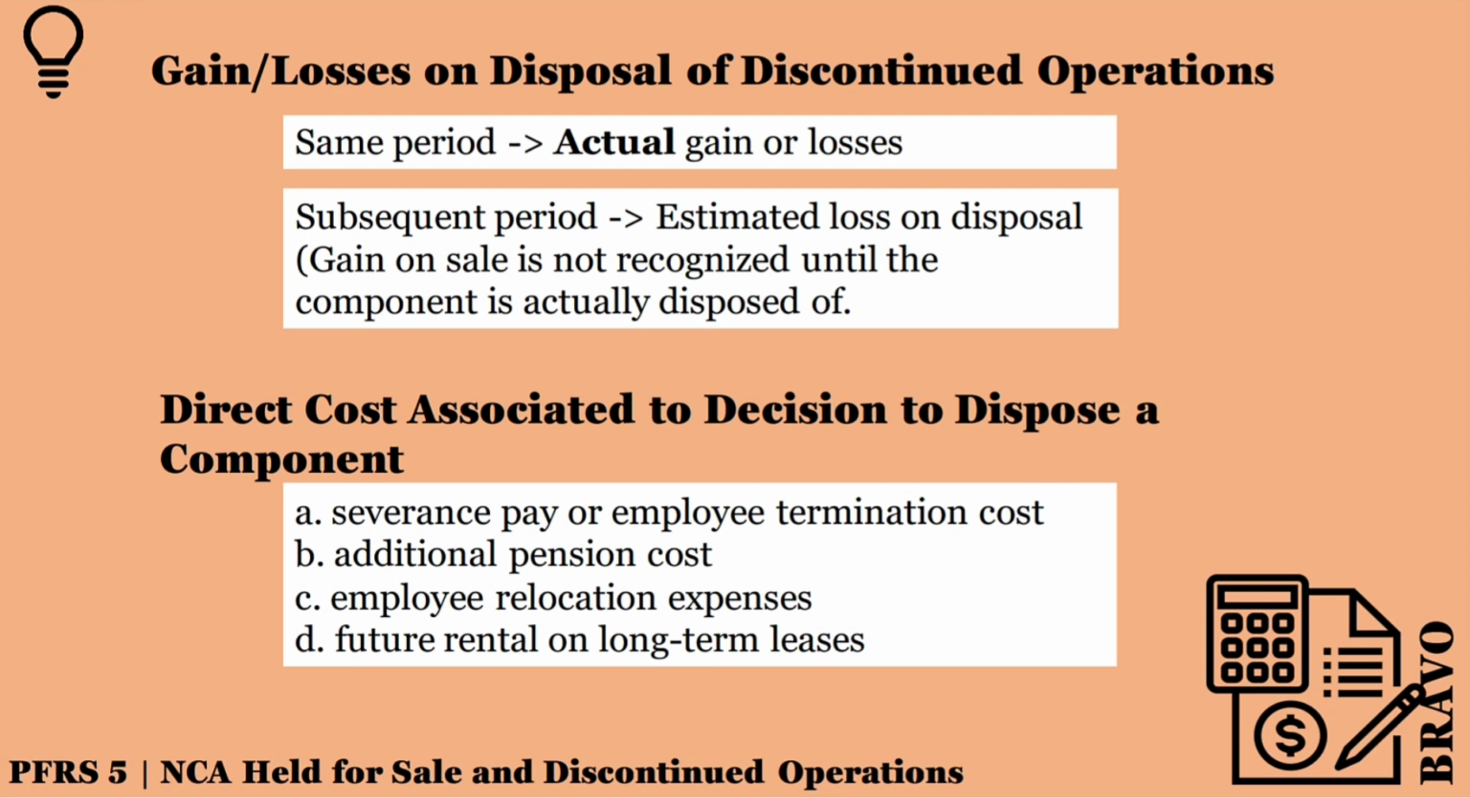Kapag ang actual disposal ng discontinued operation ay nangyari sa same period na ito ay kinlassify as held for sale, the gain or loss is the actual gain or loss. On the other hand, kapag ang actual disposal ng discontinued operation ay nangyari sa subsequent period na ito ay kinlassify as held for sale, there will be an estimated loss on disposal na marerecognize sa period na classify ang component of entity as discontinued operation at walang gain from sale na i-recognize hangga't hindi pa tuluyang nadidispose ang nasabing component.